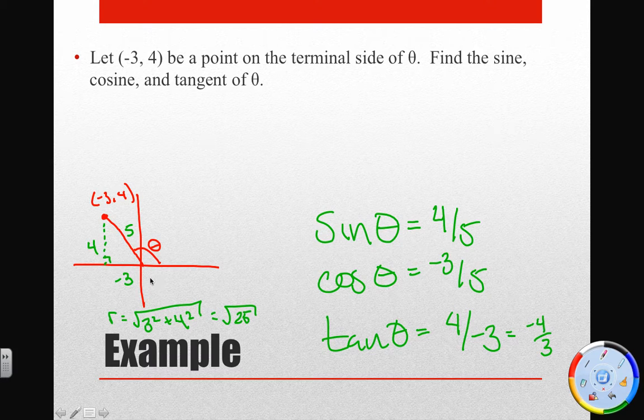Once you find the r value, you didn't actually need this triangle because I didn't say anything about opposite and adjacent sides and that sort of stuff. But really it just came down to the r value of 5 and then just using those statements that sine is y over r, cosine is x over r, and tangent is y over x. So let's look at another one here. Notice the sine is positive, cosine is negative, tangent is negative.